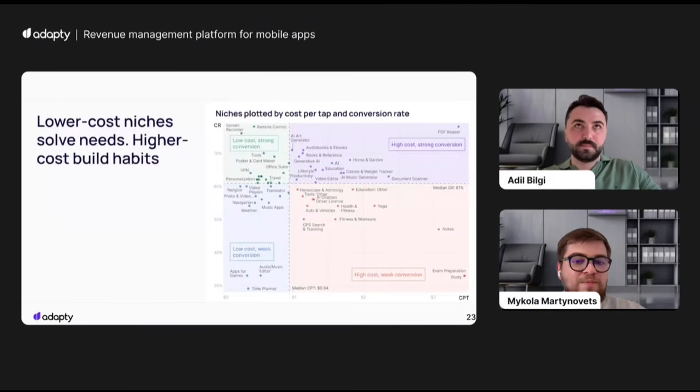I really like the slide, and I definitely will come back here, because lower cost niches solve the immediate need, and higher cost niches build a habit. The difference matters when you structure your campaigns: what CPA you are willing to accept, and what level of LTV you should be building toward. Because you need to know which game you're playing.